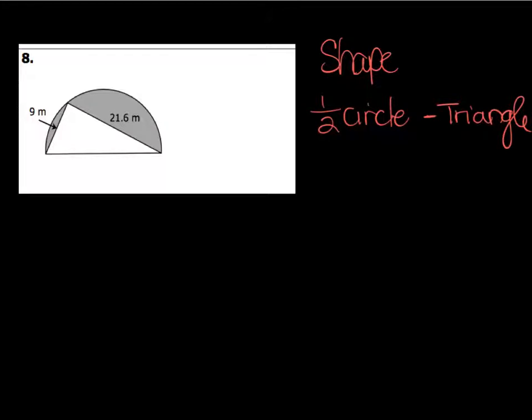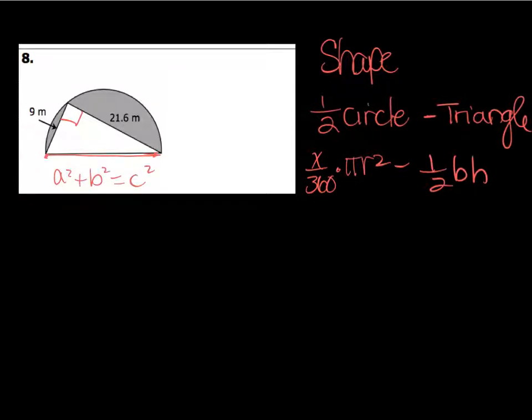So we're going to take a look at the shape. And we have a half circle and a triangle. So let's figure out what the formulas are. So here we have our formulas. We don't have a radius, so what are we going to do to find the radius? Well, of course, this is a right triangle because the arc is the diameter. And so we can use Pythagorean's theorem. So a squared plus b squared equals c squared. So 9 squared plus 21.6 squared equals c squared.